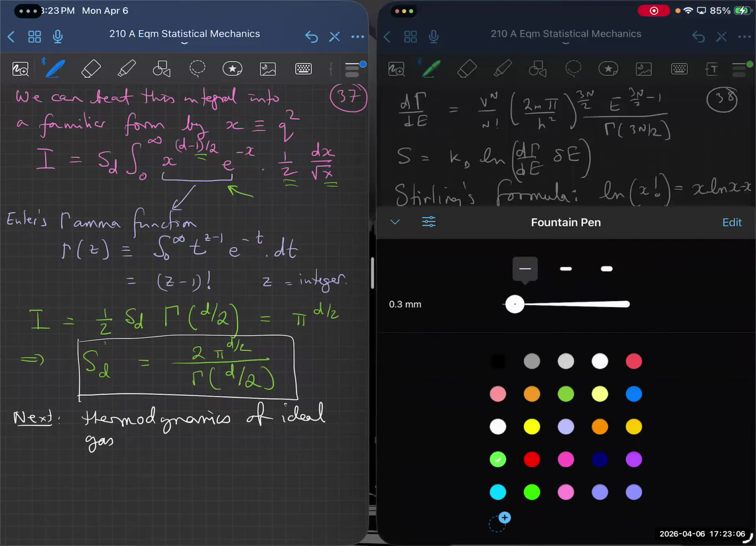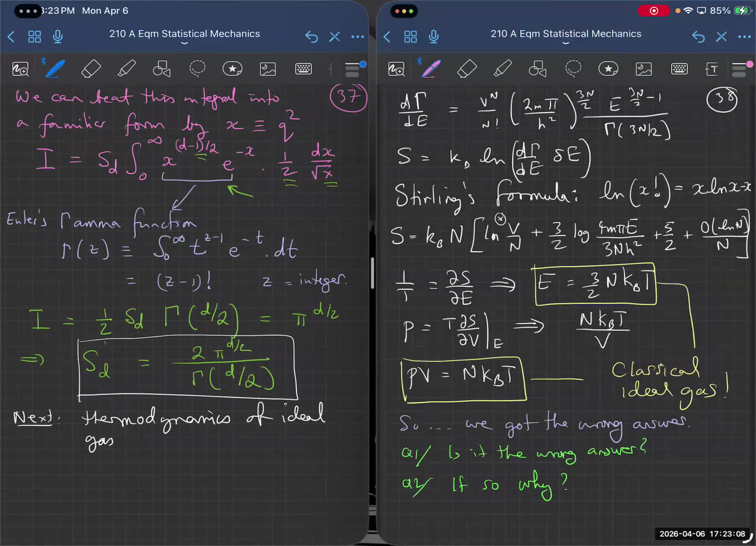So let's end by summarizing that. Is it the wrong answer? Well, yes, it is the wrong answer. And if so, why? Because we forgot about the symmetry of the wave functions for identical quantum particles.